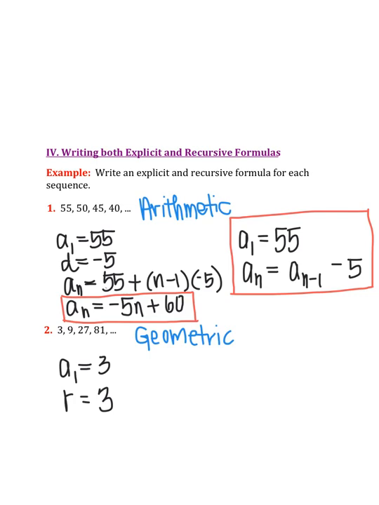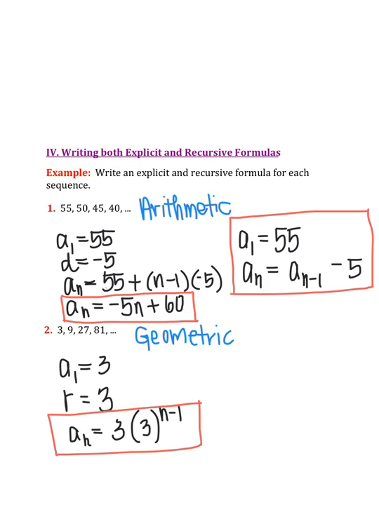So my explicit formula is then a sub n is equal to my first term times my ratio to the n minus 1 power. So there's my explicit formula. And now my recursive, I always have to start off with saying what my first term is going to be. So my first term is 3. And then subsequent terms are equal to the term before it times 3. So 3 times the term before.